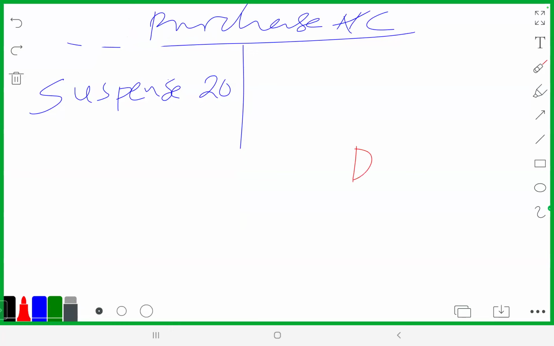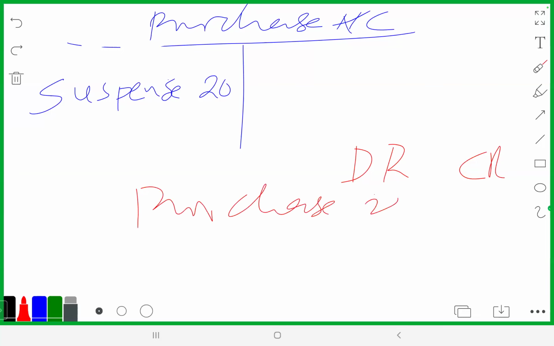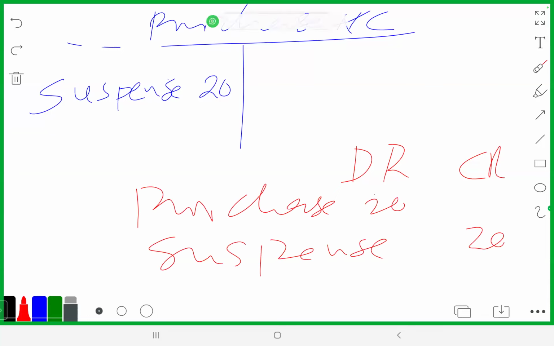If you want, the journal entries can still be written like this. Which account are you debiting? The purchases account, right? By 20. And then which account are you crediting? The suspense account is being credited by 20. Is that clear?